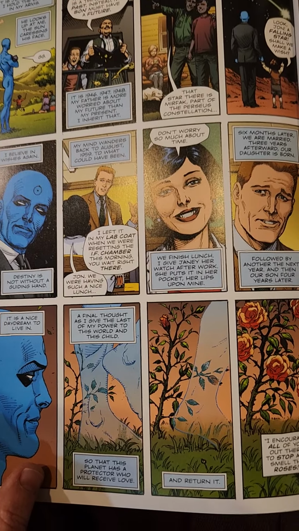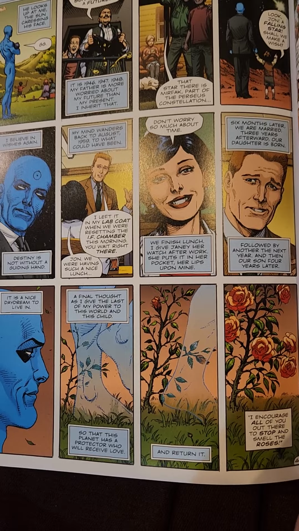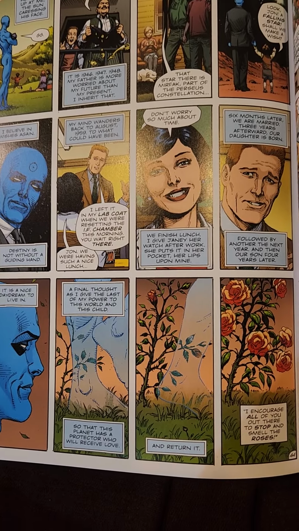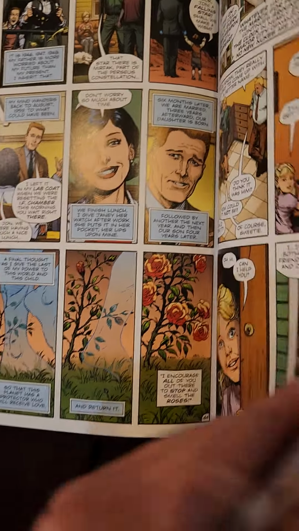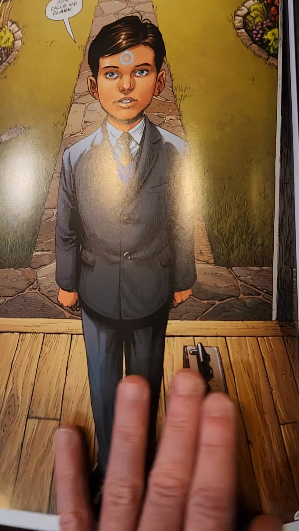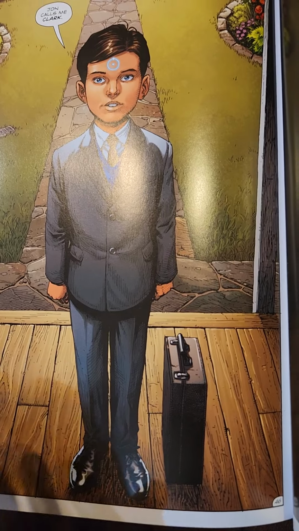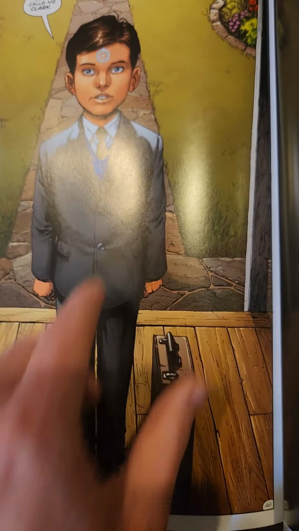Dr. Manhattan is inspired by Superman and undoes all of the things he did. And everyone has a happy ending. And we have this child of marionette and mime with the Dr. Manhattan's symbol on his forehead.